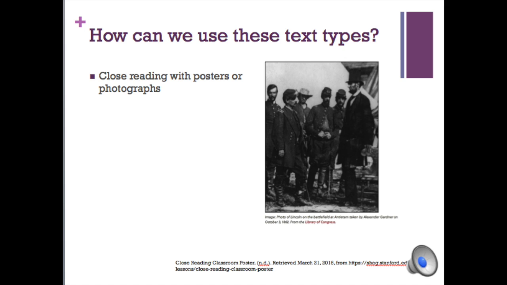So how can we really use these text types? As I found on the Stanford History Education website, there was a poster of Abraham Lincoln talking to some soldiers during the Civil War, and this was actually being used for a close reading activity. It's kind of outside the box to use a visual of some sort for close reading, but it was a great way to have students think about these texts in a different way and really analyze and evaluate the history that they're learning through this visual aid.